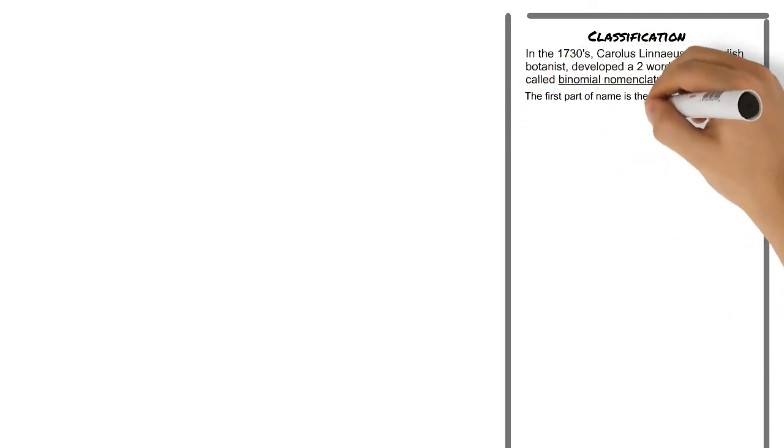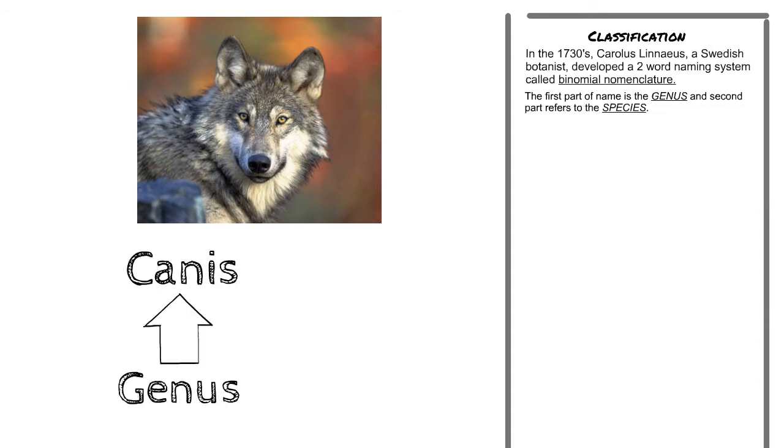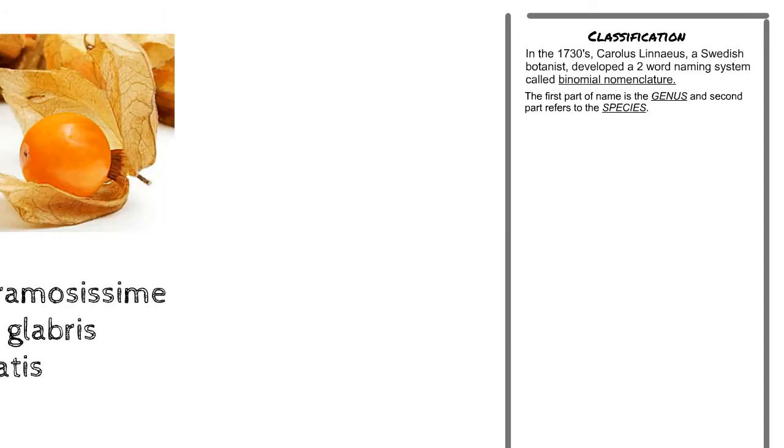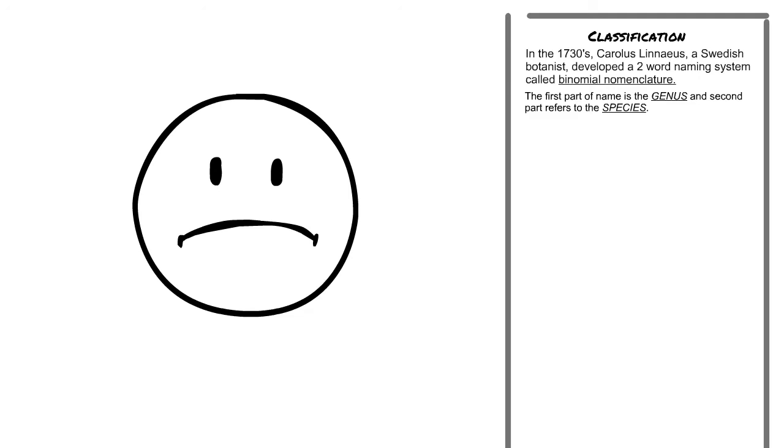Using this method of naming, an organism's first name is its genus, and last name is its species. So our friend the ground cherry became Physalis angulata, and there was much rejoicing. Well, maybe not from the guy that named it originally.